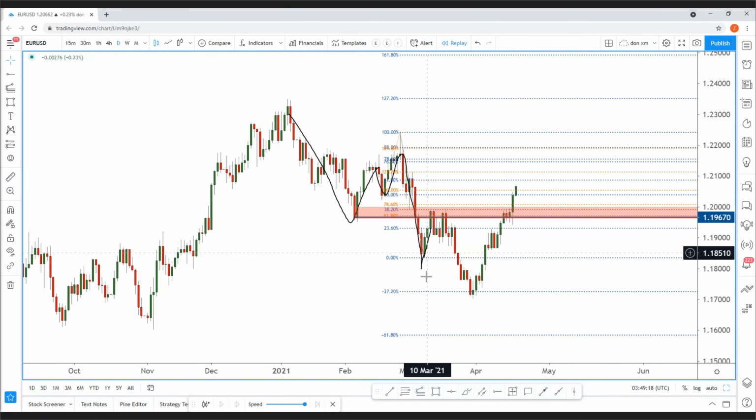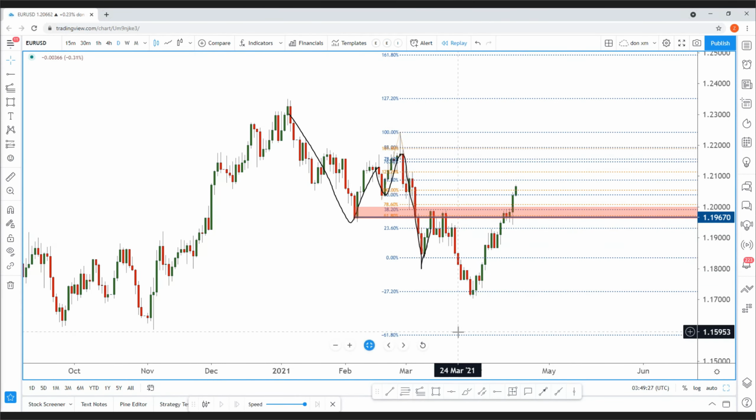And of course, if there's high probability, chances are there's a really strong reaction from there. As you can see in the euro dollar, really nice rejection from here. But it's all a game of probability. There's no such thing as 100% that it will definitely happen.